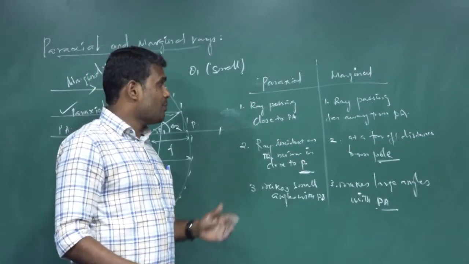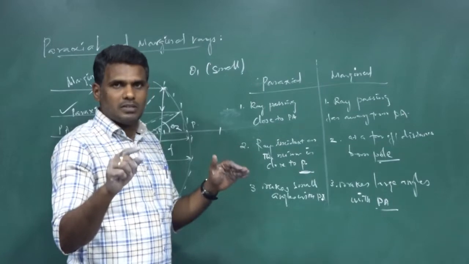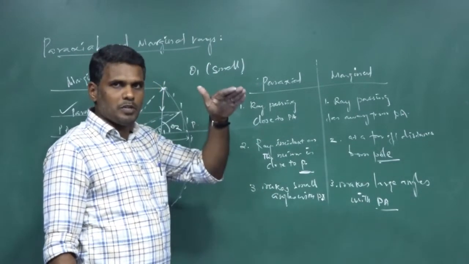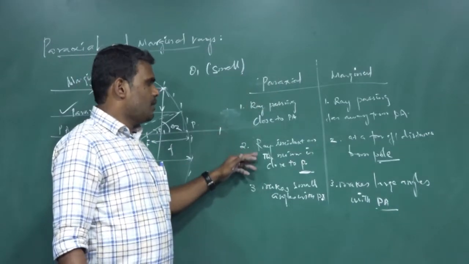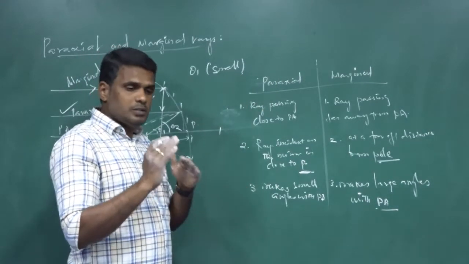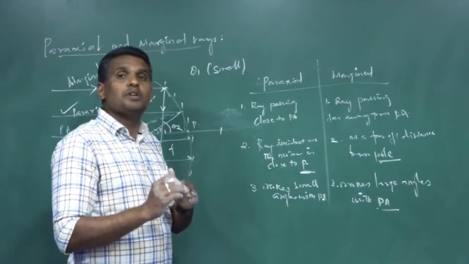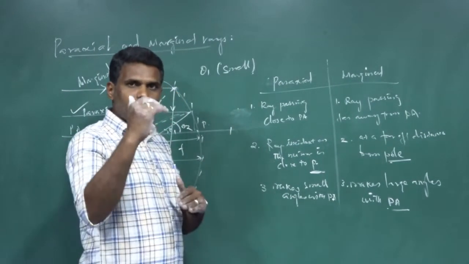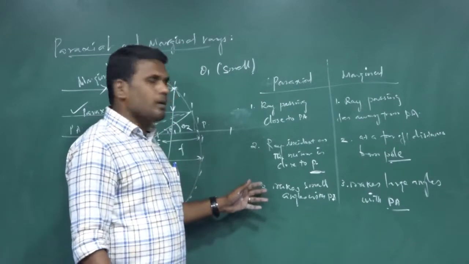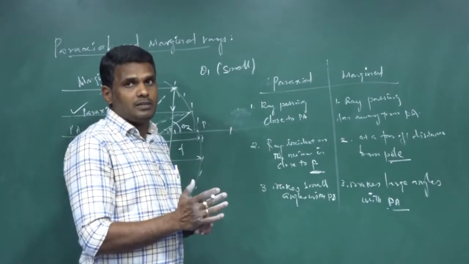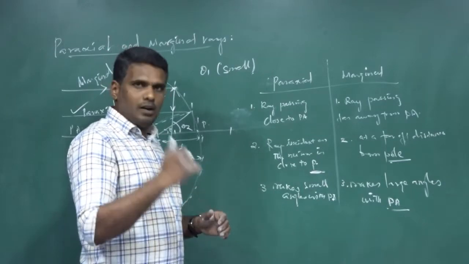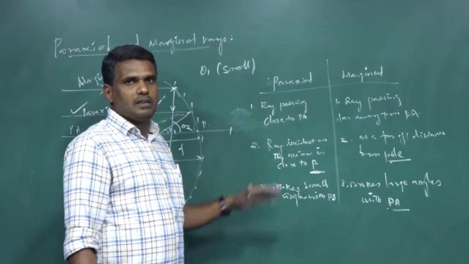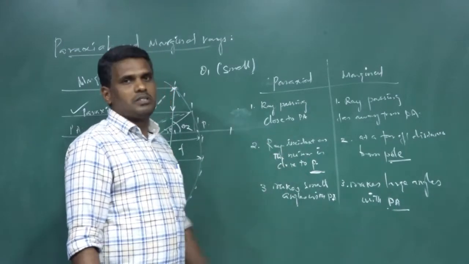What are the things you are comparing here? How the rays are passing. When close to the principal axis, paraxial. Far away from the principal axis, marginal. How they are incident on the spherical surface with respect to the pole. When they are close to the pole, paraxial. Far away from the pole, marginal. What is the angle made by the reflected rays with respect to the principal axis? If the angle made is small, paraxial rays. If the angle made is large, marginal rays.